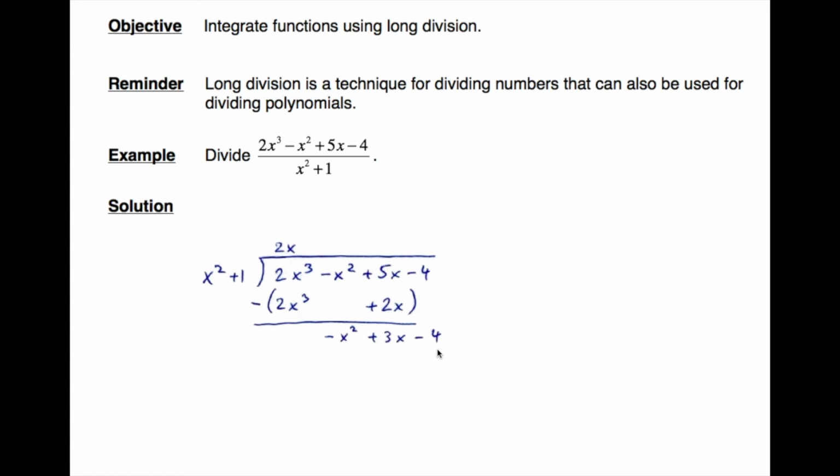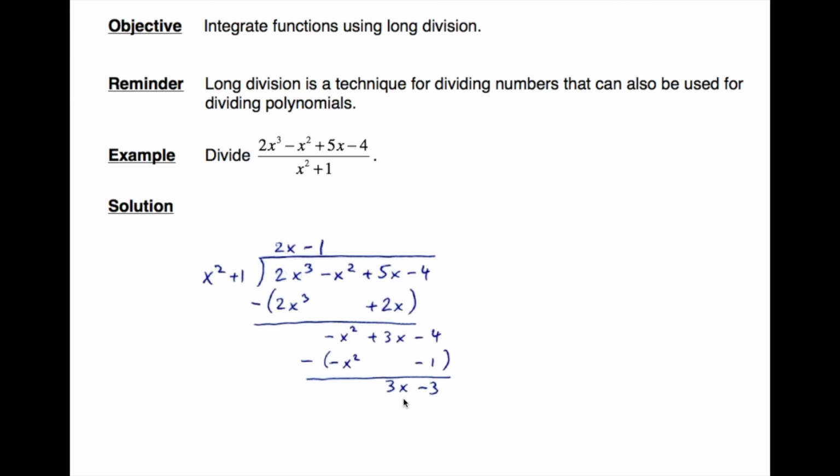And we repeat the process. How many times can I put x squared into negative x squared? And the answer is negative 1. So 2x minus 1. And now I will multiply negative 1 by x squared and by 1. So it's negative x squared minus 1, which I subtract from the line above, and I am left with 3x minus 3.